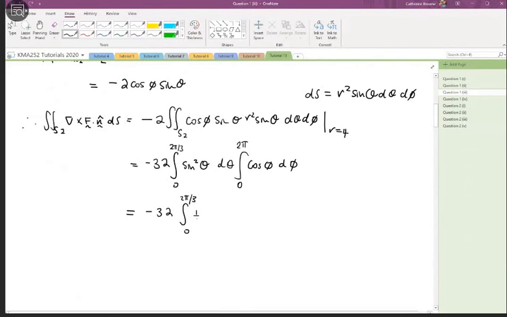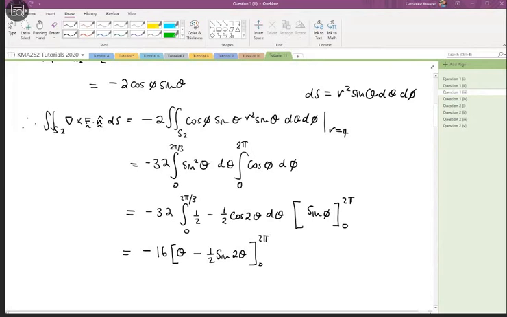So I've used this formula for sine squared theta. But you should find that the second part of the integral is going to be 0, because sine 2 pi is 0 and sine 0 is 0, so 0 minus 0 is going to be 0. So we're going to get 0 again.